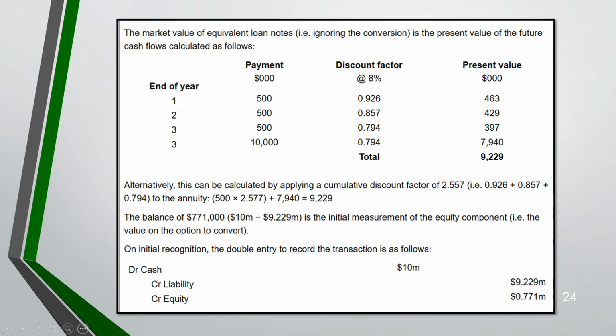This will not change. This 771 is this amount. You see? This is the amount that you have gotten for your equity. Even after conversion also, this will remain the same. But your liability will be discharged if you are converting debt to equity. It is 771,000.